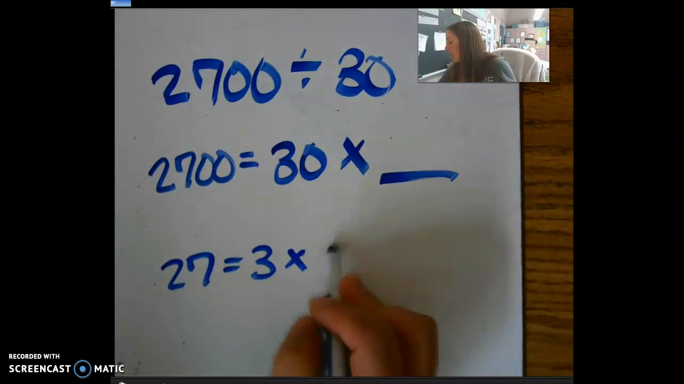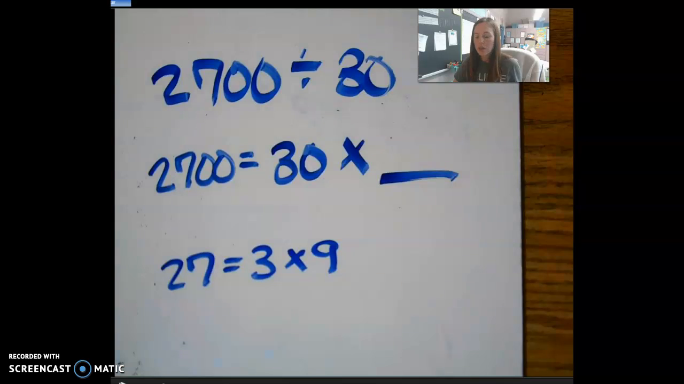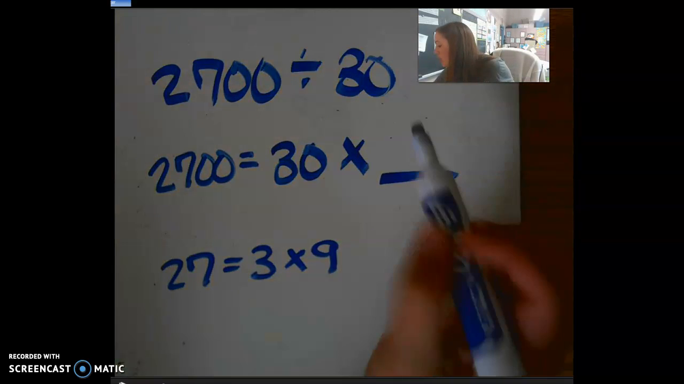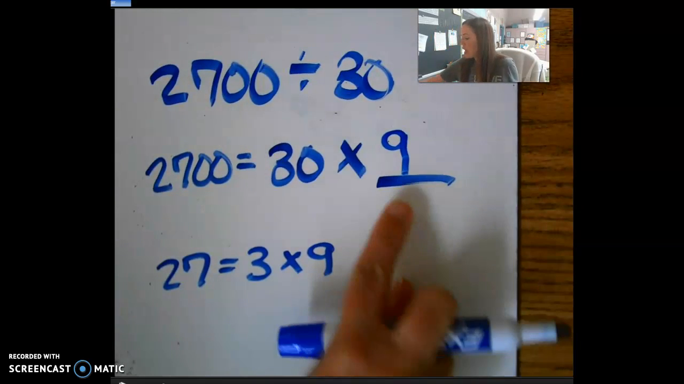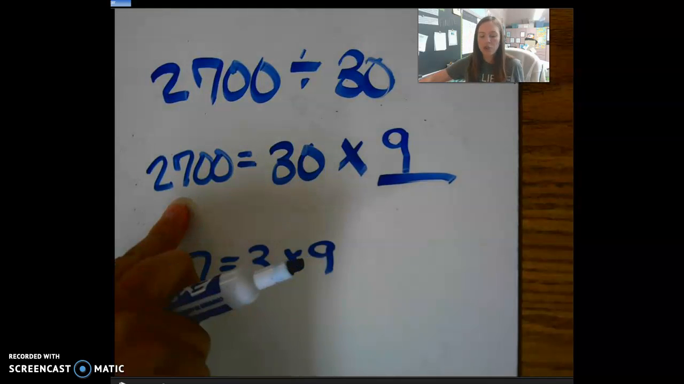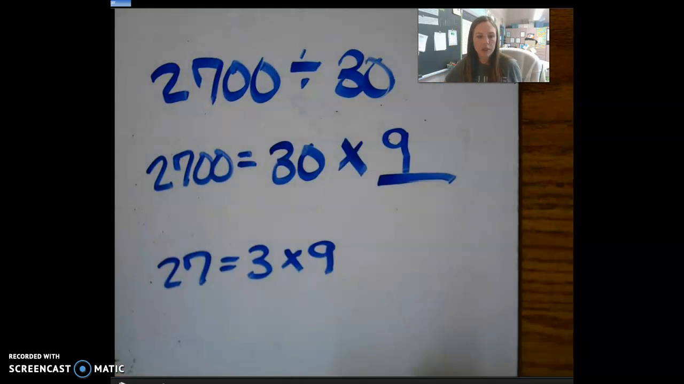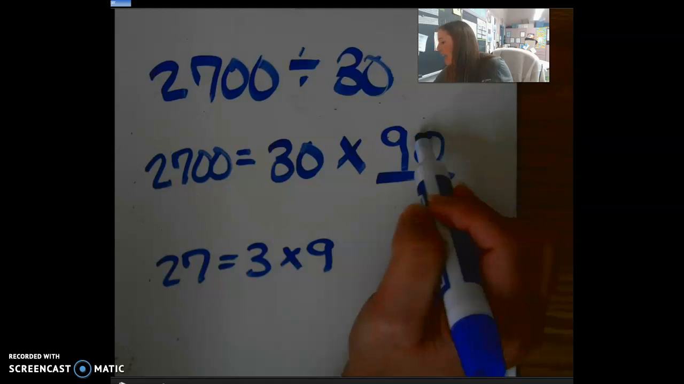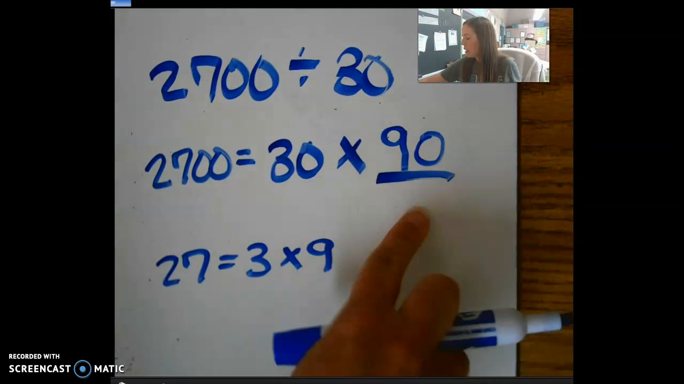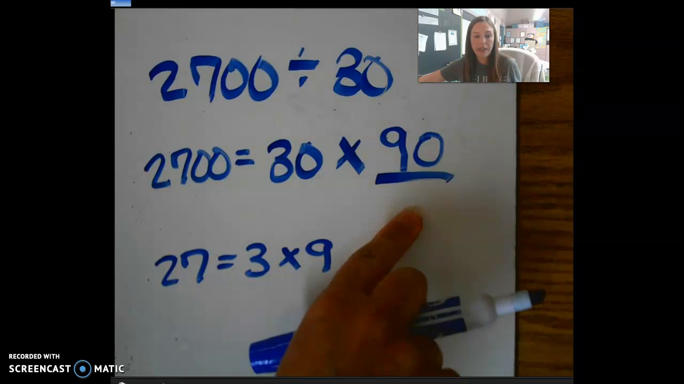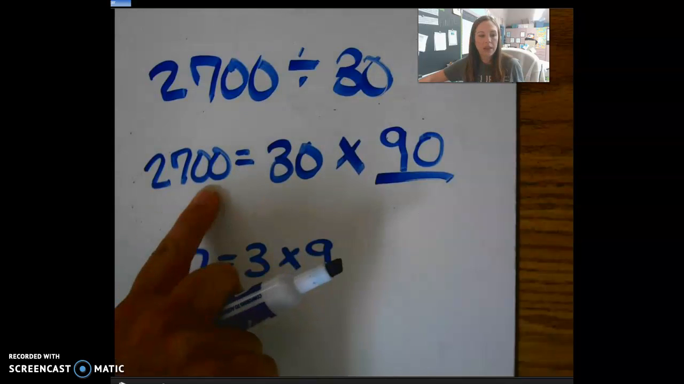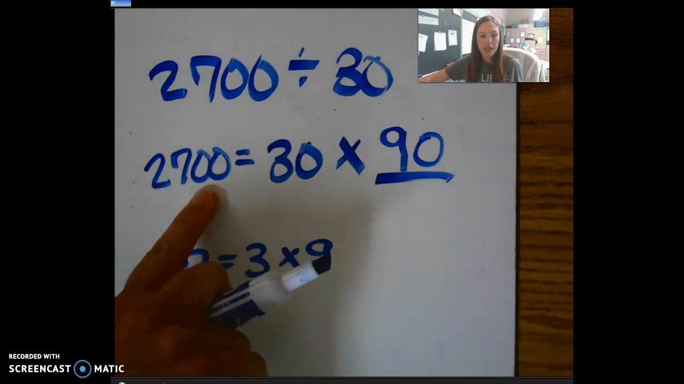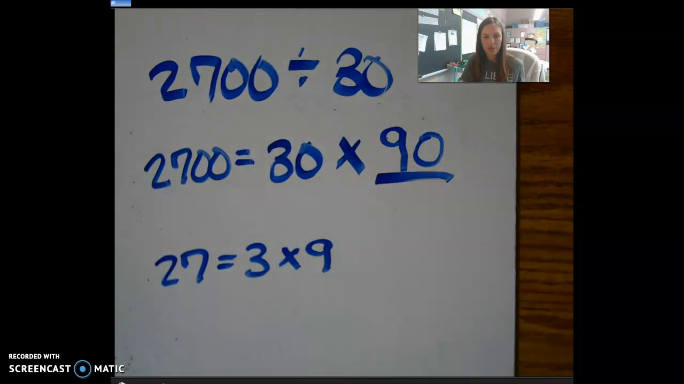I know 9 times 3 is 27. So my answer is going to be a multiple of 9. Well, if I multiplied 9 times 30, I would get 270. That's not enough zeros. I need to even out my zeros. So if I add a 0 to 9 to make 90, I know that 90 times 30 will be 2,700. So my answer must be 90. Now that's one way of solving it.